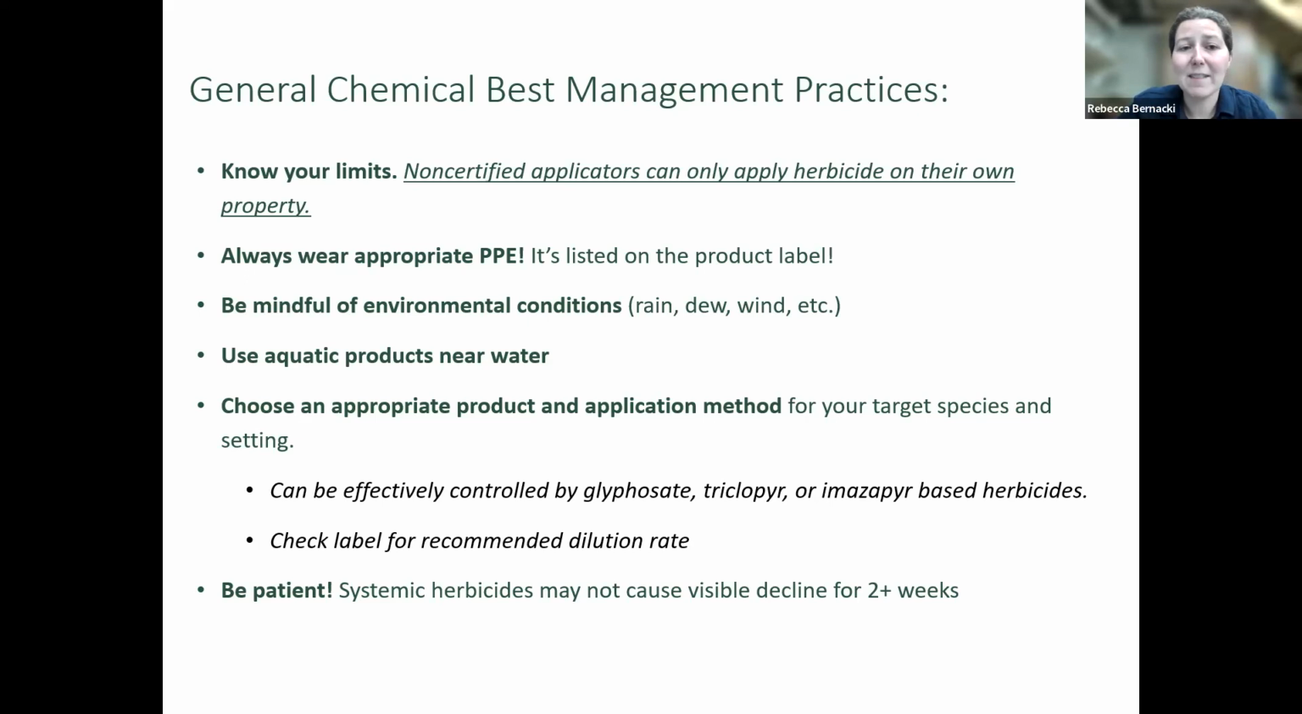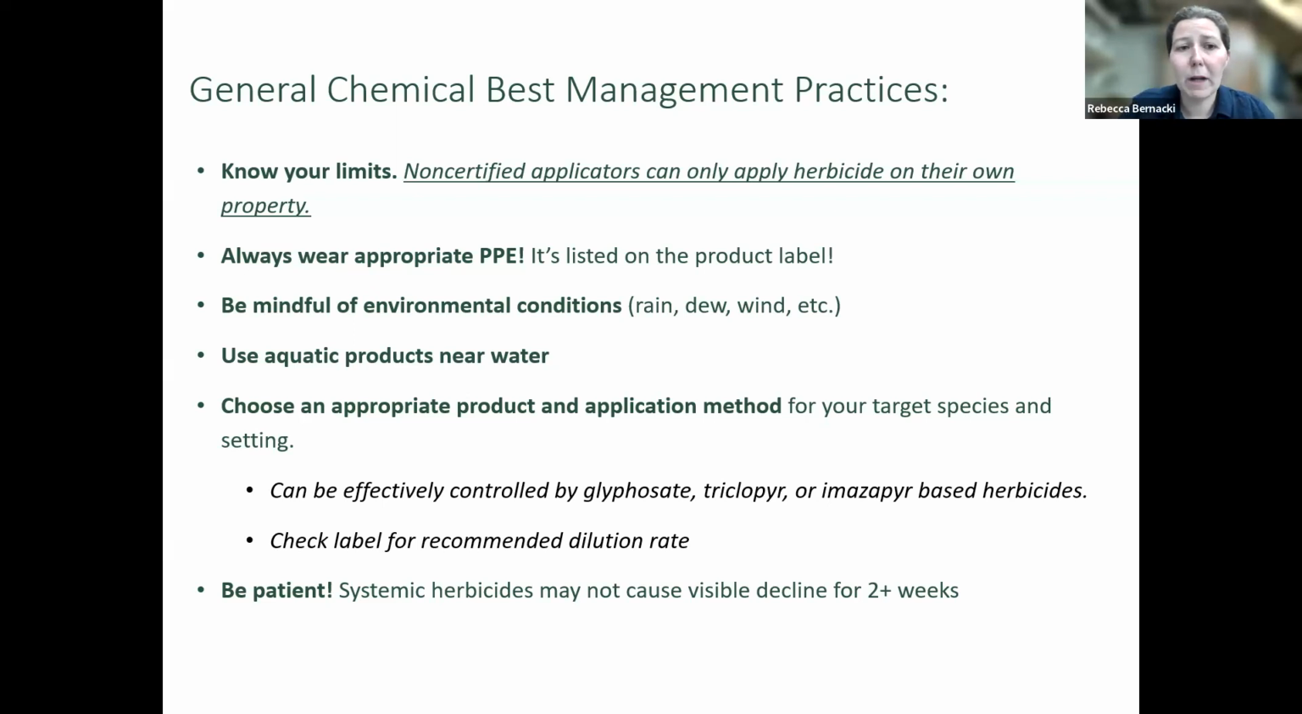If you are a non-certified applicator, so if you're Joe homeowner, you can only apply herbicides on property that you own. So if there's a patch of knotweed and it's both on your property and your neighbor Bill's property, you can only spray that knotweed that's on your property. If Bill comes out and gives you permission to spray on his property, you can't go over there. Bill has to spray his own, or he needs to hire a certified chemical applicator to do that work.